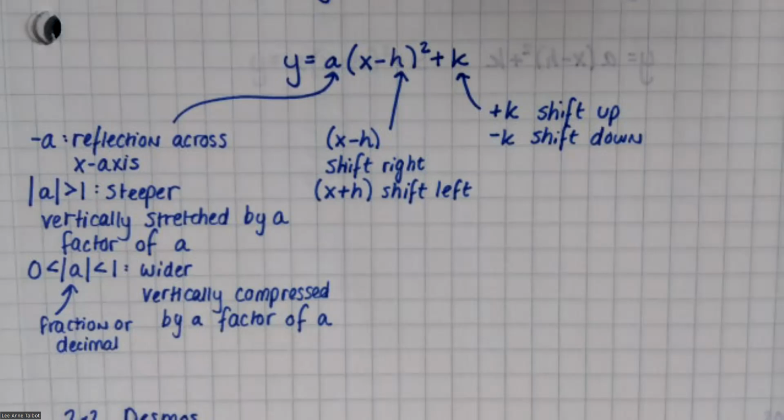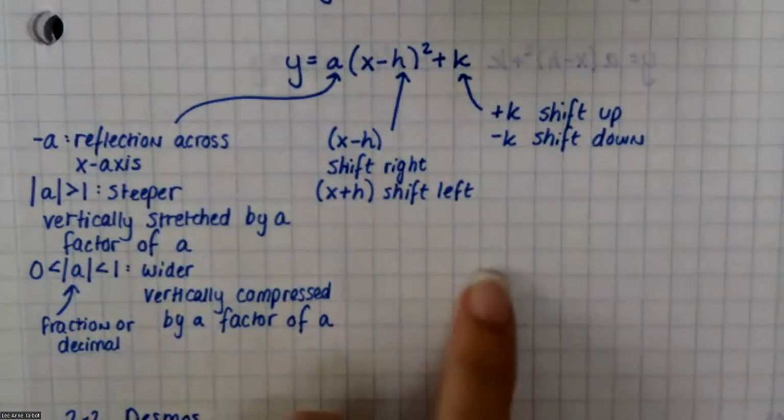Okay, then same parabola. Instead of having A greater than 1, I have a fraction or decimal in the front. That's that notation, just somewhere between 0 and 1. Compressed means I push it down and it gets wider. So that's what I mean by vertically stretched and vertically compressed. So skinnier, wider.